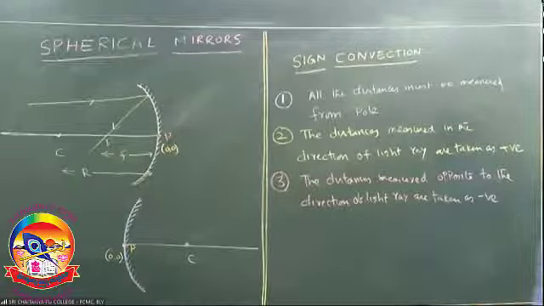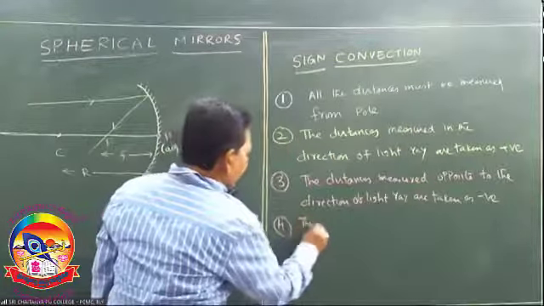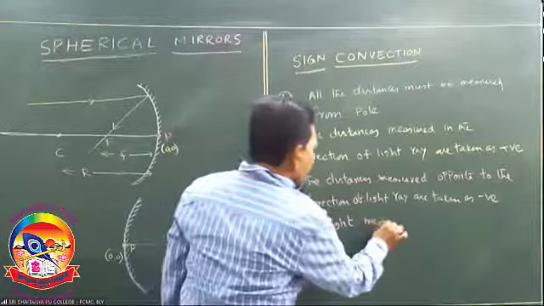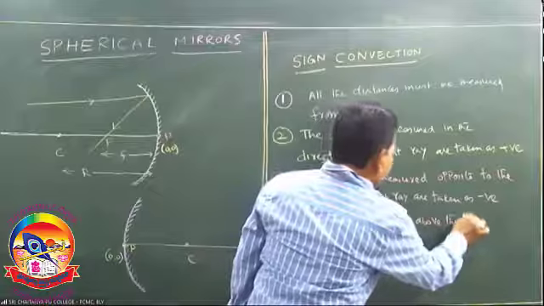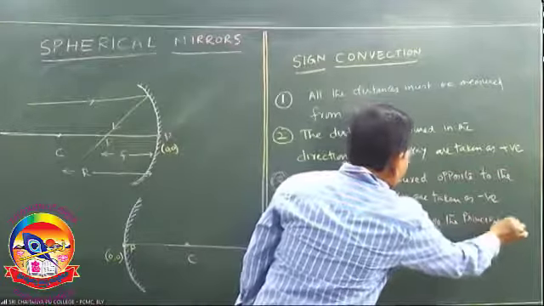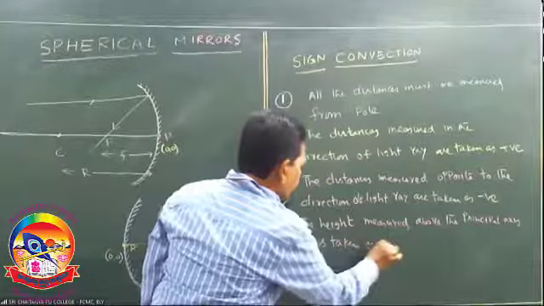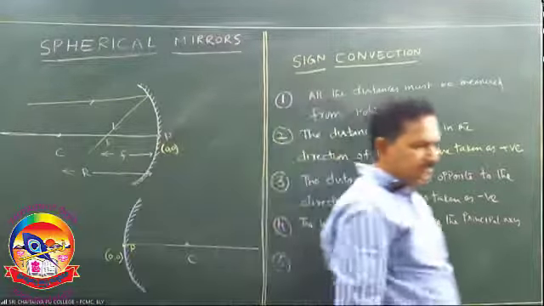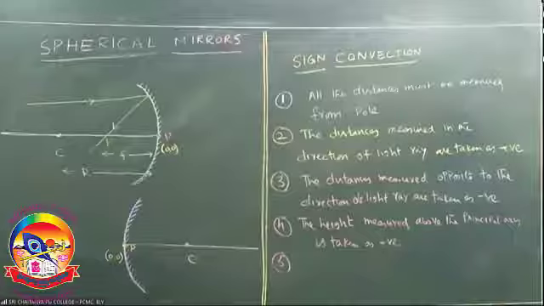Three completed. The fourth one, all the heights of the object and image, the heights measured above the principal axis, are taken as positive. Sign convention is important in optics. Instead of taking a positive sign, if we take a negative sign, the entire problem becomes wrong.